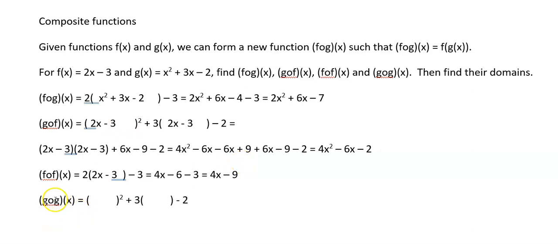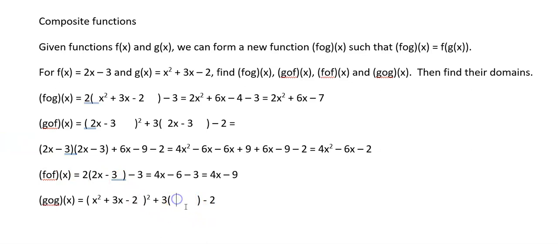All right, but g is also second in the notation, so we're going to plop all of g into those parentheses. So this is going to be rather ugly. We're going to have x squared plus 3x minus 2 in here. Oops, minus 2.